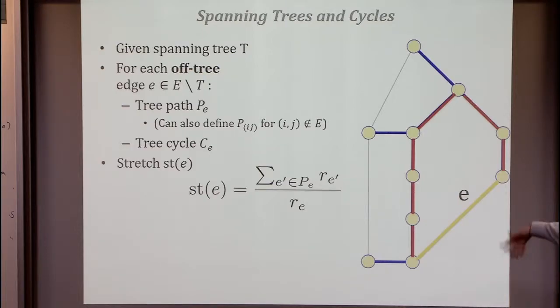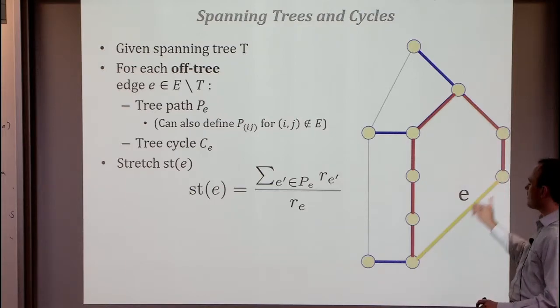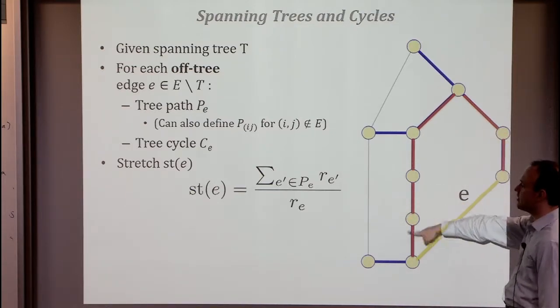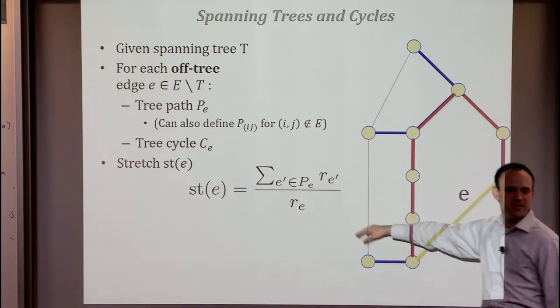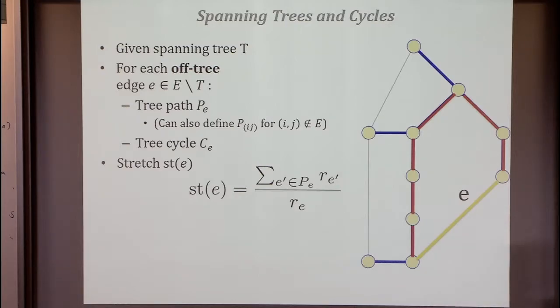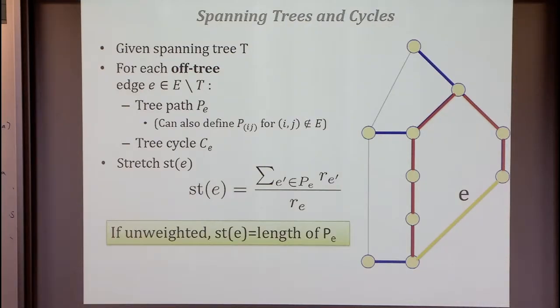And the stretch, as I said last time, but I'll say it a little bit more slowly this time, the stretch is the ratio. Think about the ratio of how far apart the vertices are if you route in the tree or route along the edge itself. So it's the ratio of the length of the path, where you measure length in resistance, the total resistance of the path, and the resistance of the edge itself.